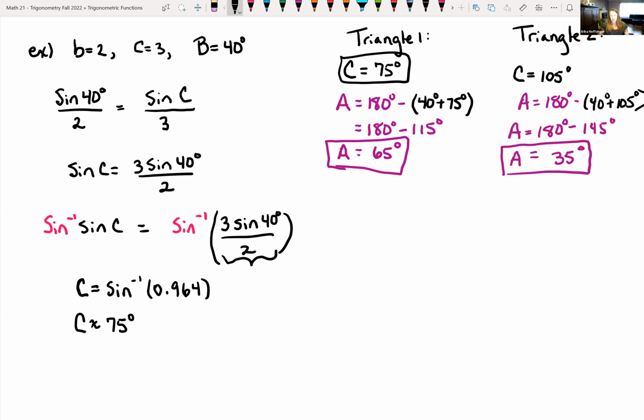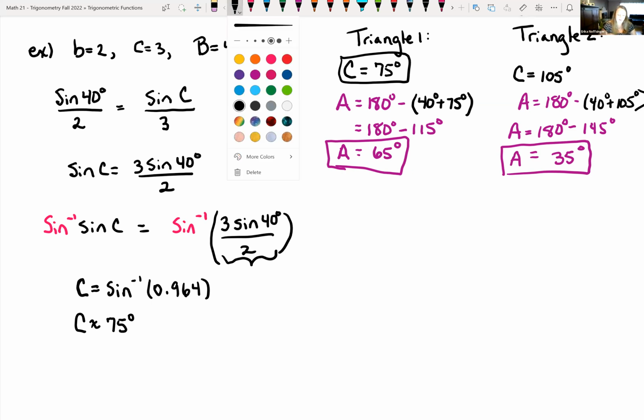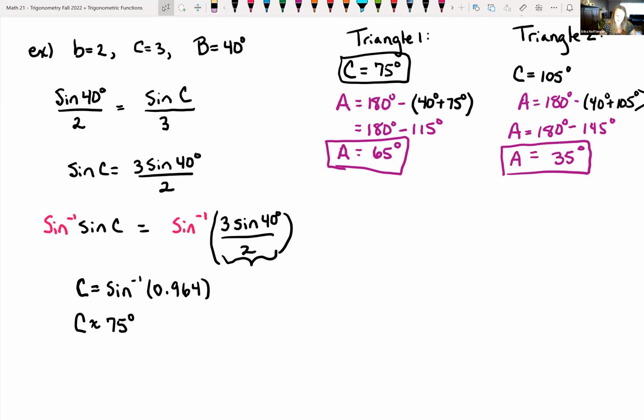So that's just kind of talking through what would happen if you had one triangle or no triangle, but we now saw that we have 2 triangles. We're almost there. We just are missing our side A. So side A we can find again by law of sines. And so we have side A all over sine of angle A.